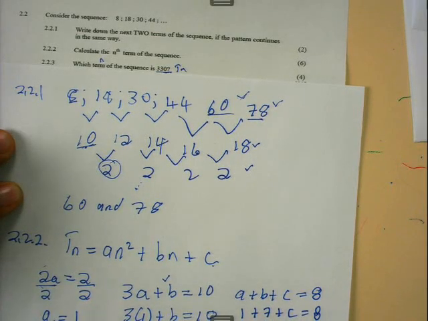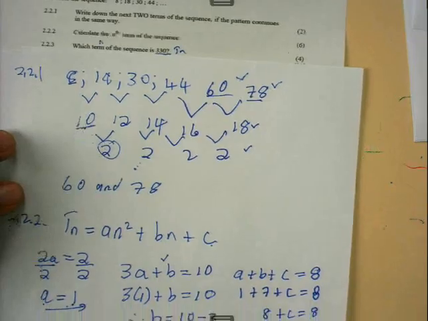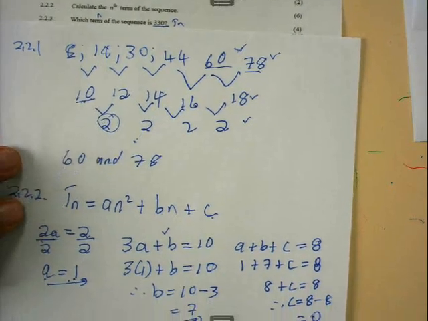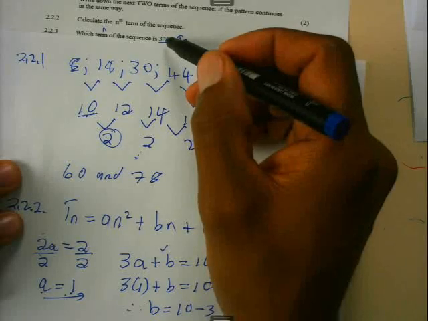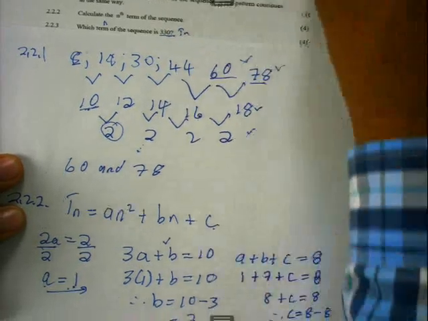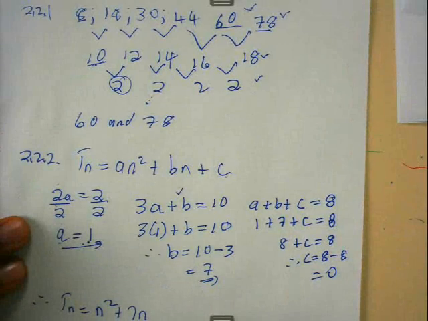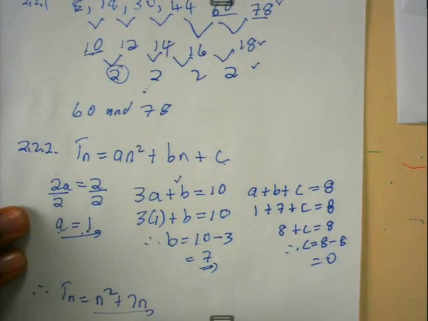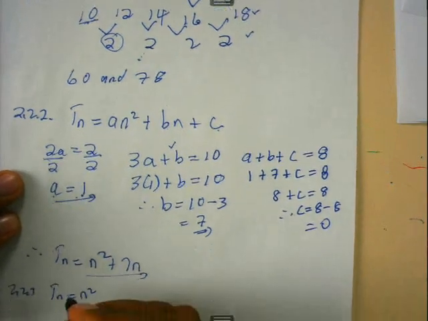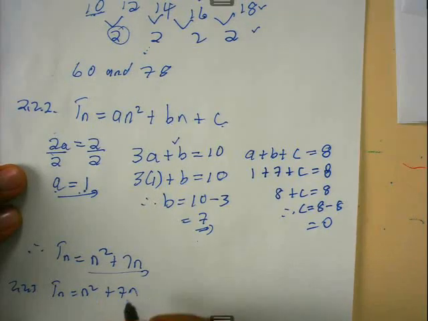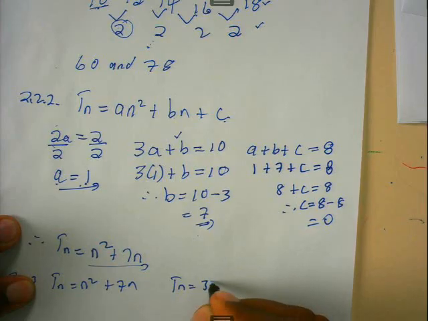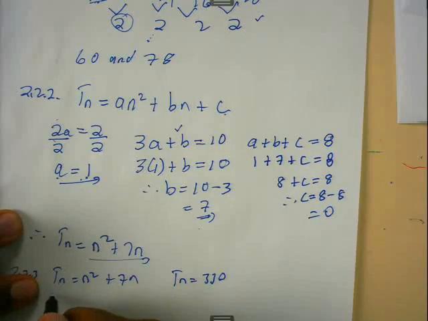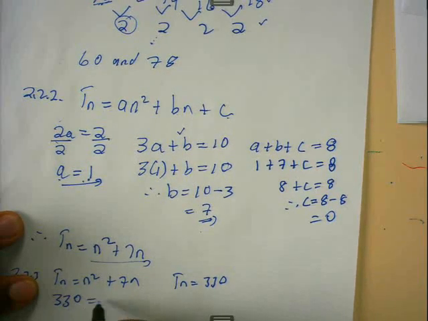Therefore, from here, what is it that we are going to do? Because we have the general term. We are just going to take the general term, then we equate it to 330. Then it means, boys and girls, we are going to say now 2.2.3, we have Tn is equal to n squared plus 7n. Now, immediately from this one, because we know that Tn is 330, you just equate this one to say 330 is equal to n squared plus 7n.